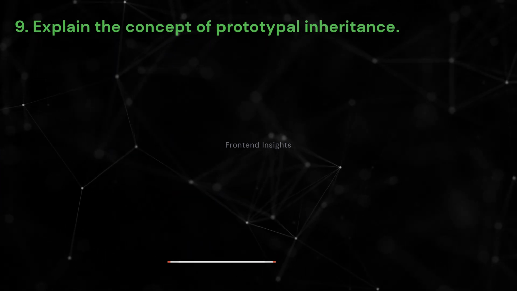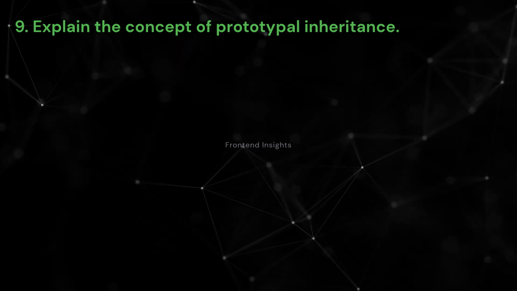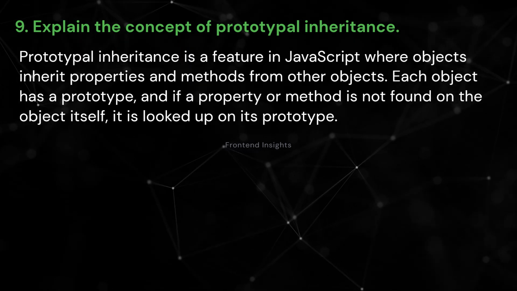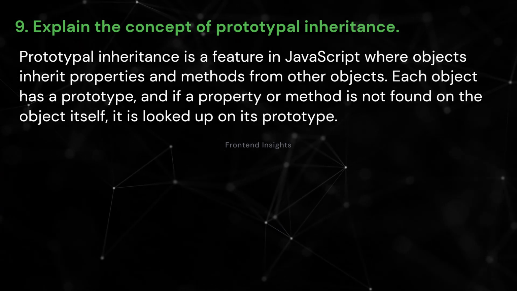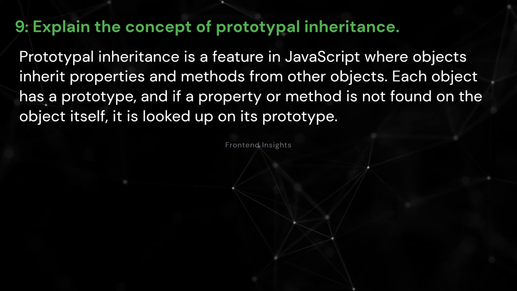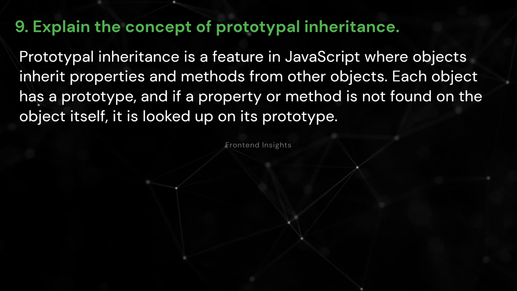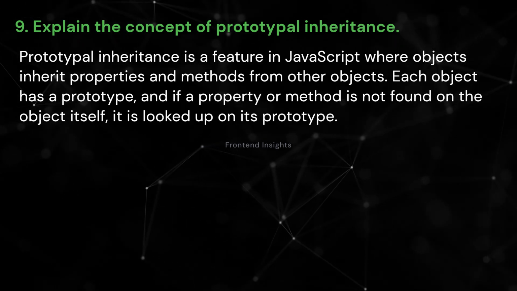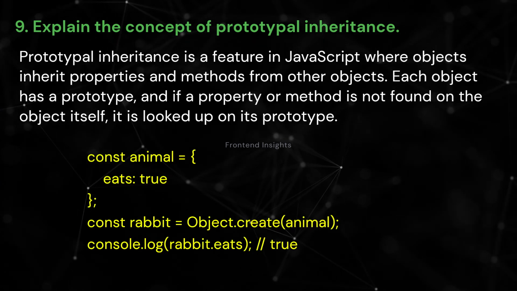Explain the concept of prototypal inheritance. Prototypal inheritance is a feature in JavaScript where objects inherit properties and methods from other objects. Each object has a prototype property, and if a property or method is not found on the object itself, it is looked up on its prototype.